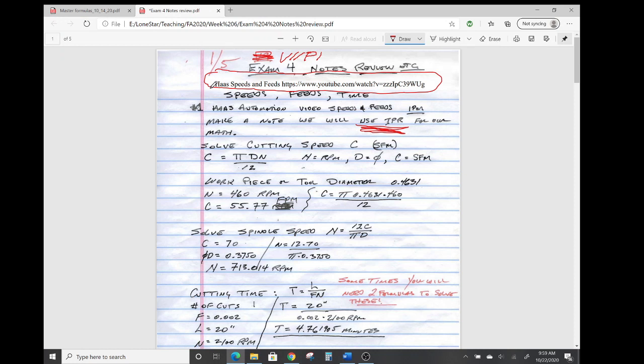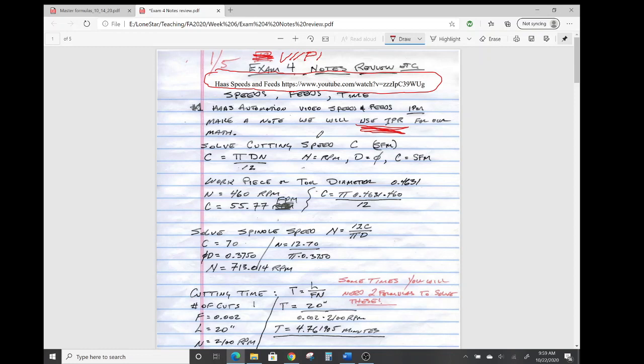All right, you have already watched the Haas speeds and feeds, and you remember that we're going to use IPR for this course. So let's solve for our theoretical cutting speed. Now you can look up the definition of cutting speed on Google, and it is a theoretical rule of thumb on what a given manufacturer recommends for a given material, and there are charts for these. I will give you the cutting speeds for the exam, if I am not mistaken.